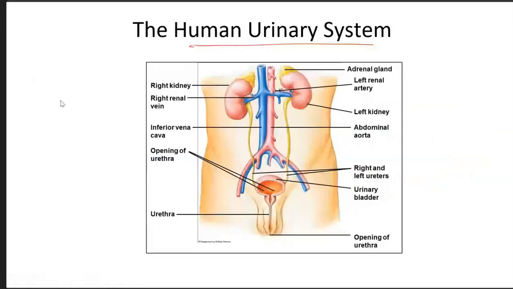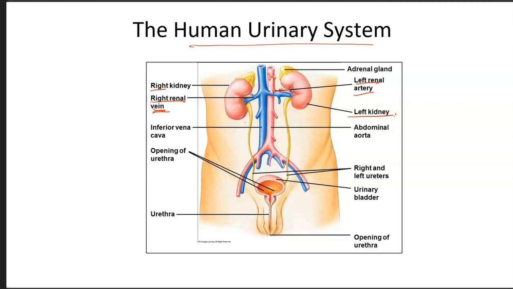Right. So this is the diagram for the human urinary system. Okay, so our body has two kidneys. You have the right kidney here, and then you have the left kidney. The red blood vessels are the renal artery, the left renal artery, and you have the right renal artery. Sorry, the blue one is the vein, the right renal vein. So the blue is the vein, and the red blood vessels are the arteries.